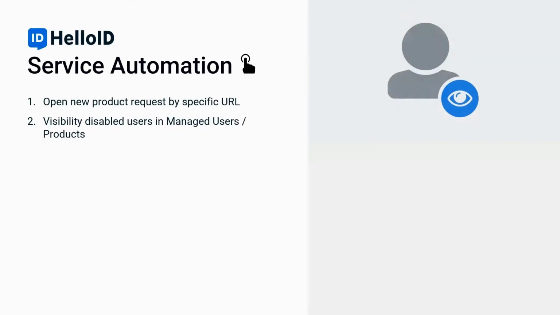Our second new feature is Visibility Disabled Users in Managed Users and Managed Products. This new feature shows disabled user accounts next to the already visible enabled user accounts in Managed Users and Managed Products overview. Now you'll be able to request or return products for not only enabled accounts, but also for disabled accounts. For example, in the HelloID pre-onboarding phase, a user account is already created but is still disabled because the employment starting date is still in the future.